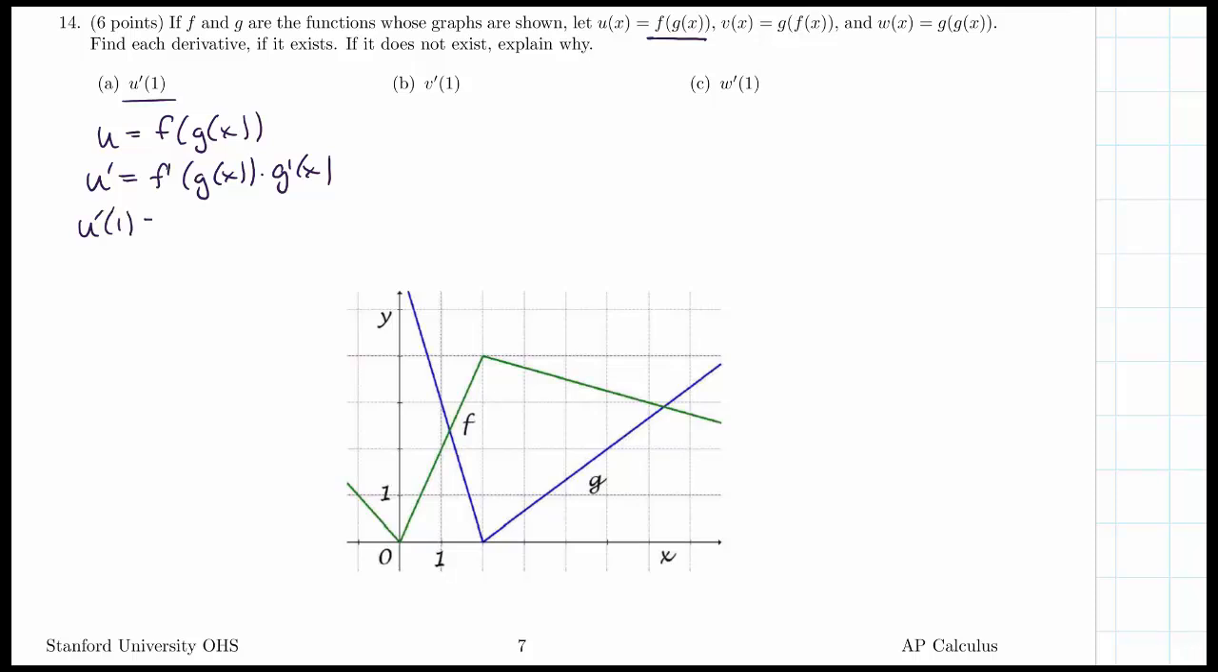So u prime of 1 is going to be f prime of g of 1 multiplied by g prime of 1. So does g prime of 1 exist? Sure it does. Does g of 1 exist? Sure, there's a slope there, there's a point there, so g of 1 exists. And g of 1 looks to be 3. So this has become f prime of 3 multiplied by g prime of 1. And g prime of 1 looks to be about negative 1/3.